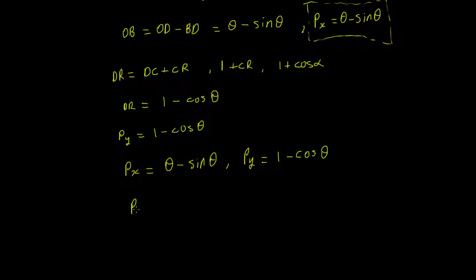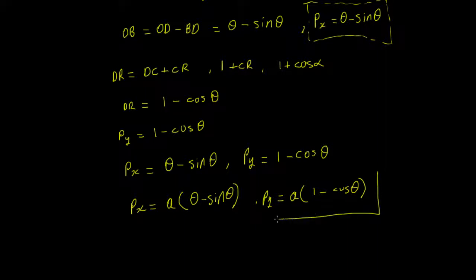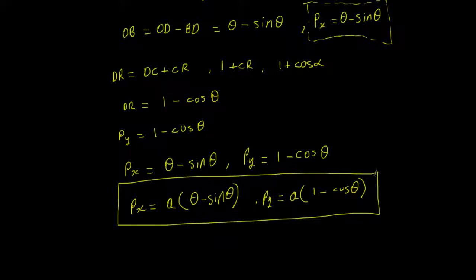So we would have px would equal a, which is the radius, times theta minus sine of theta, and py would equal a times 1 minus cos of theta, which is the parametric equation which we were trying to derive.